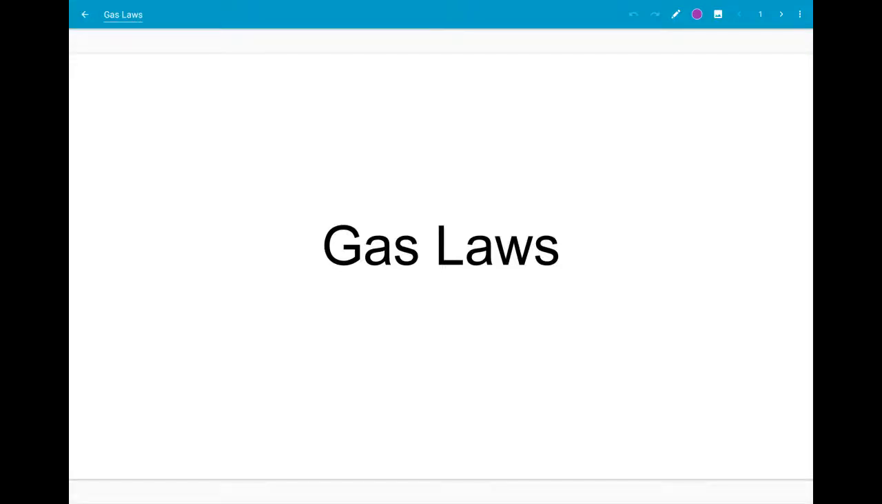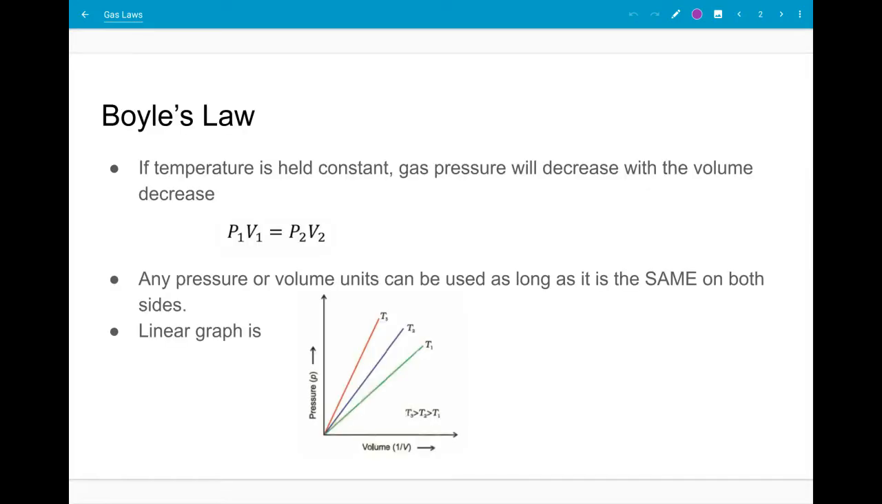So gas laws, there are quite a few gas laws that you need to know, but you can always put them on a help sheet, and I highly recommend doing that. We're going to start with Boyle's law.